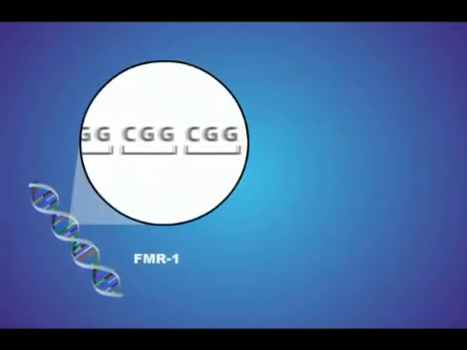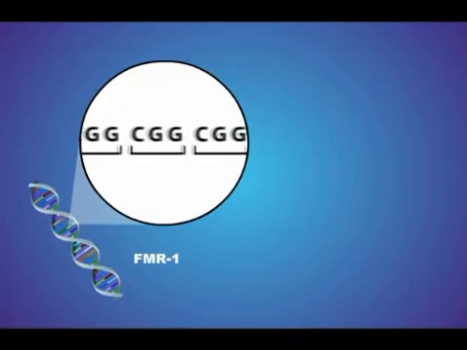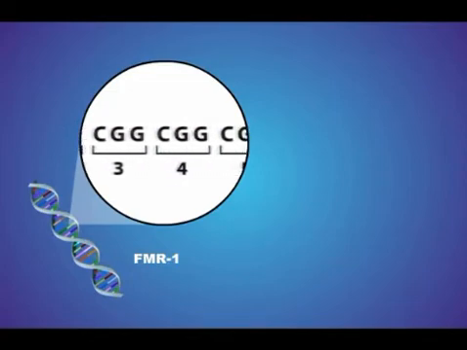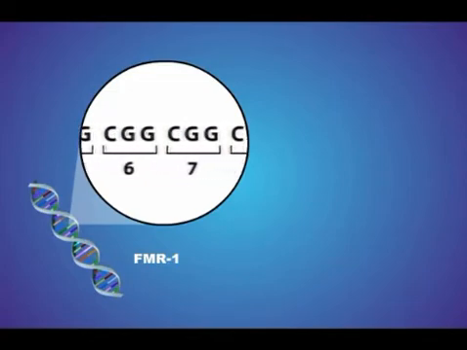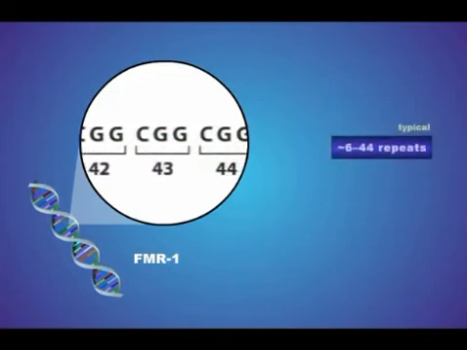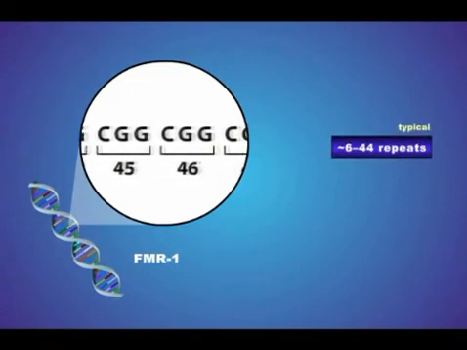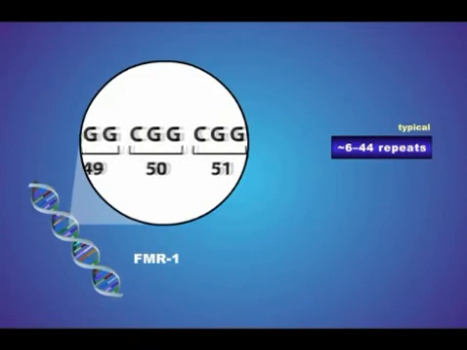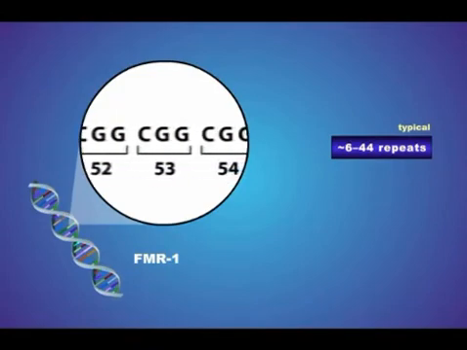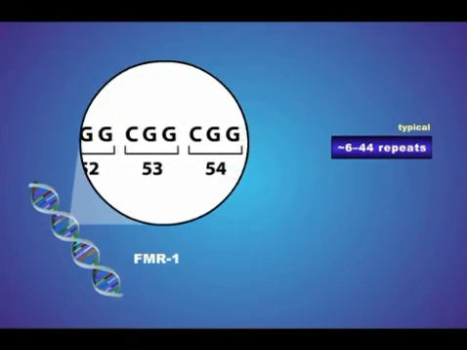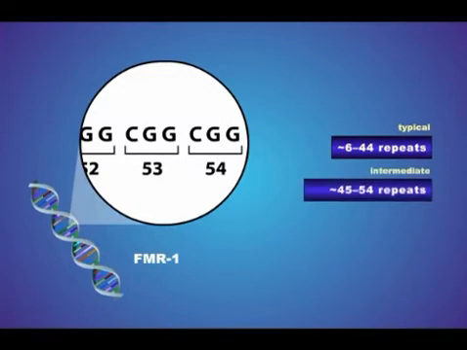At the beginning of the FMR1 gene, there is a section with the letters C, G, G that repeat over and over. In most people, the number of C, G, G repeats is small, between 6 and 44 repeats. In other people, the C, G, G pattern repeats between 45 and 54 times. This is called an intermediate repeat.